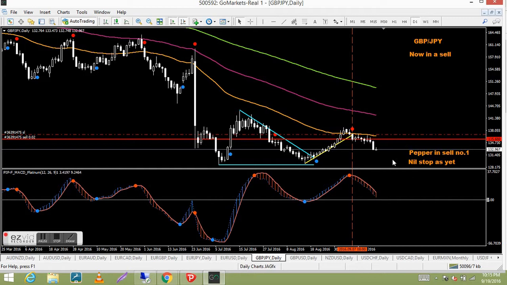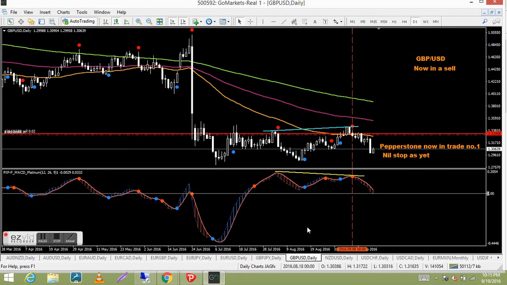Nil stop on the Pepper as yet, as price is still heading down towards that MACD zero level. Pound US dollar. We're going to sell both accounts. You can see my entry level. The red line's my entry level.